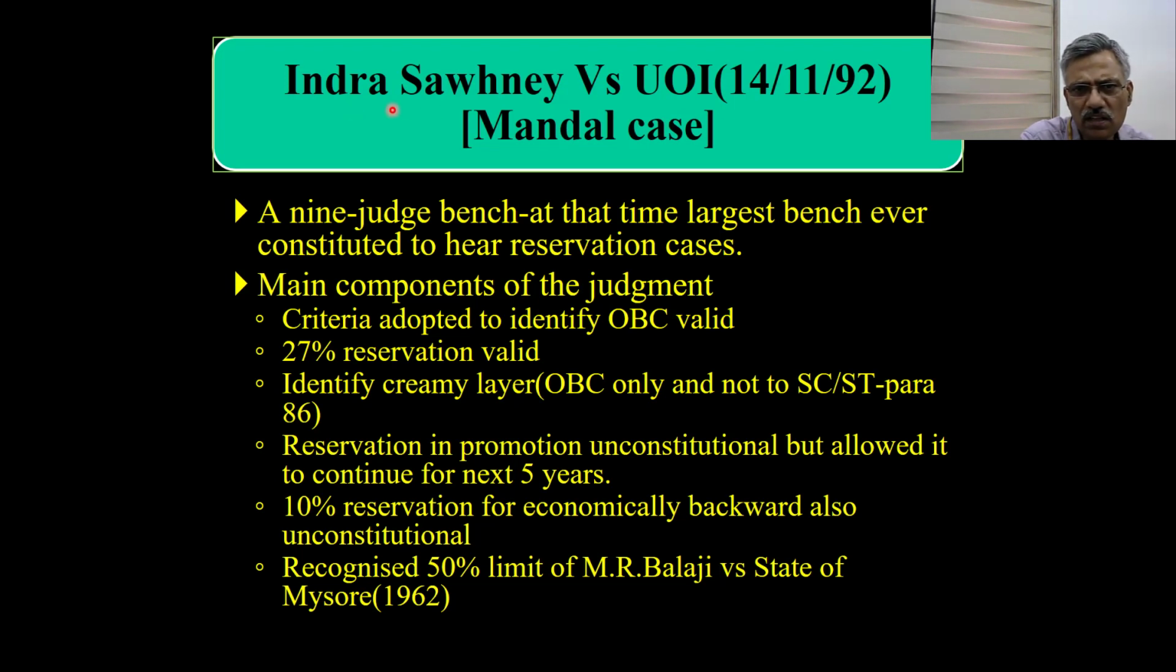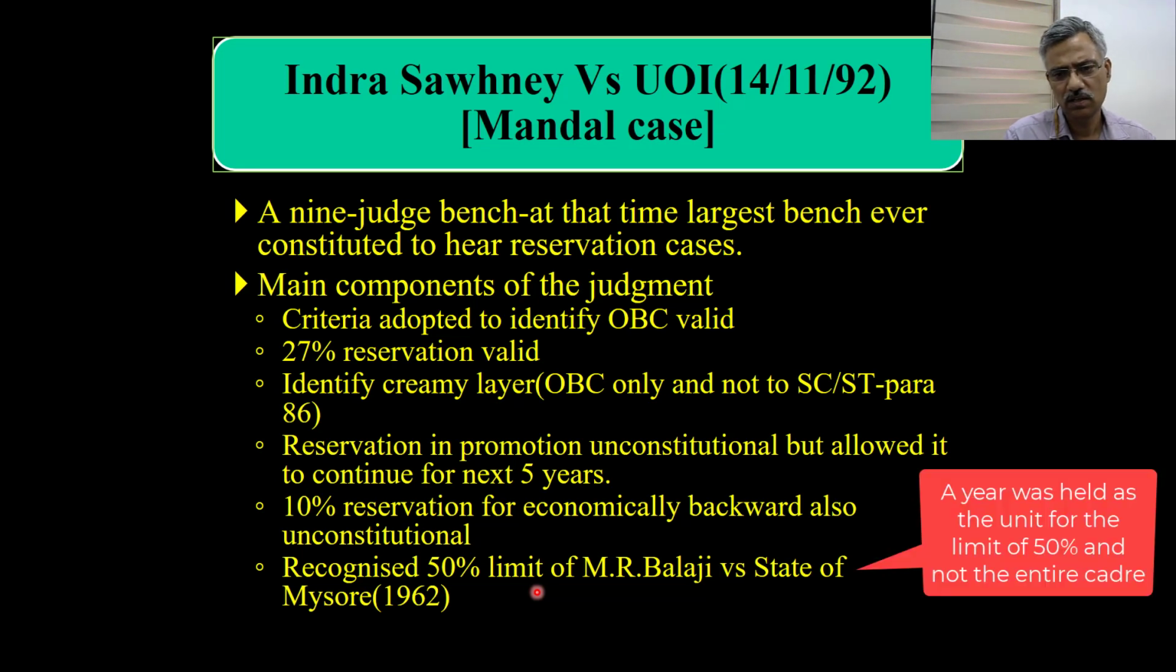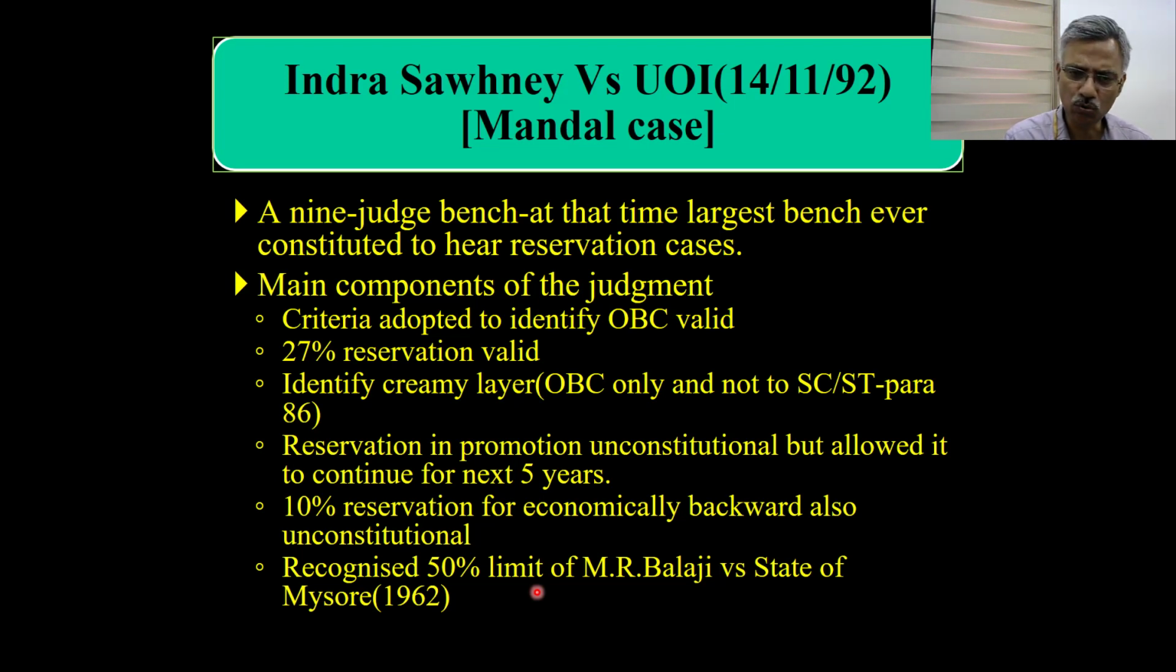So in Indra Sawhney, the Supreme Court held that this 50% reservation will apply for every year. So a year was taken as the unit, not the entire cadre, but the year. So each year it prohibits reservation of more than 50% of the vacancies of that year for scheduled caste, scheduled tribe and OBC put together. So the Supreme Court held in Indra Sawhney that Balaji was correctly decided and 50% will remain the limit.